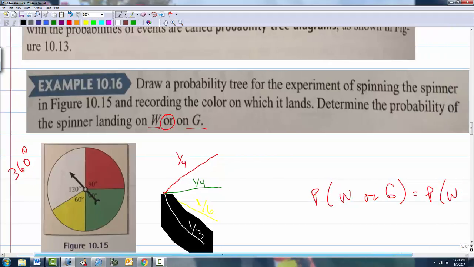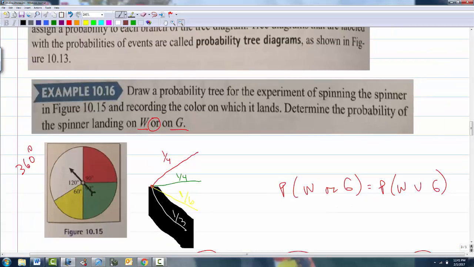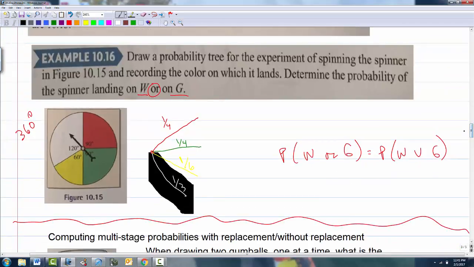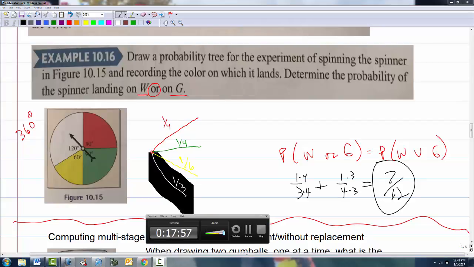Okay, so now you should understand this is not an "and", this is an "or". Don't get tripped up when they switch up the game on you. You want to find the probability of white. The probability of white is 1/3 plus the probability of green, which was 1/4. And I'd be infinitely sad if you went to the calculator to figure out what that answer was. 7/12. And then you can change that into a decimal or a percent.